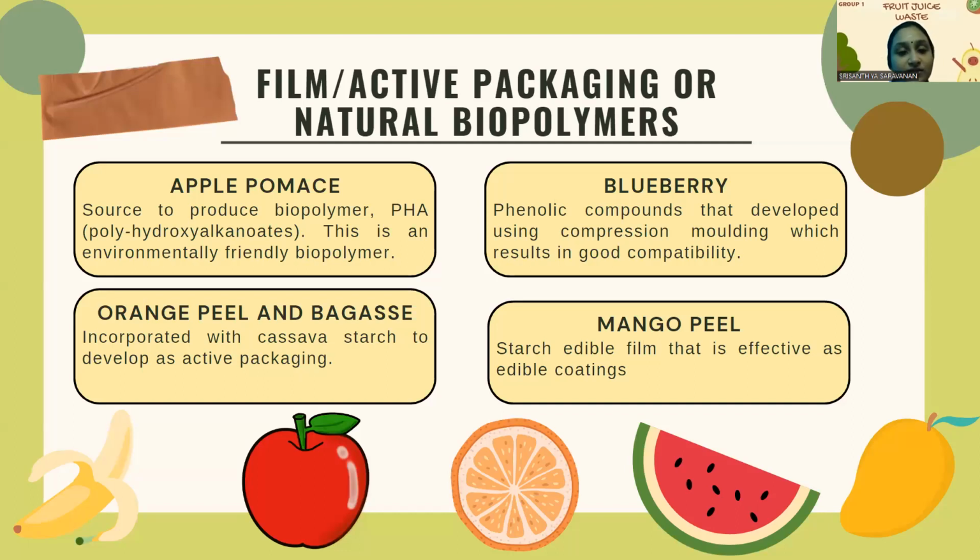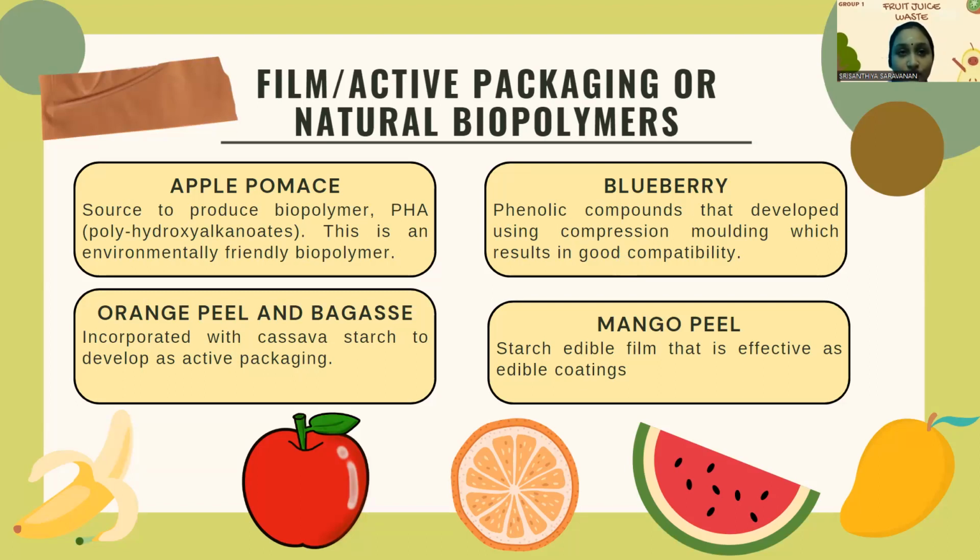It also can be used as active packaging or natural biopolymers. As I have done this film as a final year project, it can be applied like apple pomace, where the anthocyanin and phenolic compounds that have been extracted can produce a pH indicator film that can detect the freshness of food quality. First of all, the apple pomace has PHA that can be an environment-friendly biopolymer that can substitute starch.